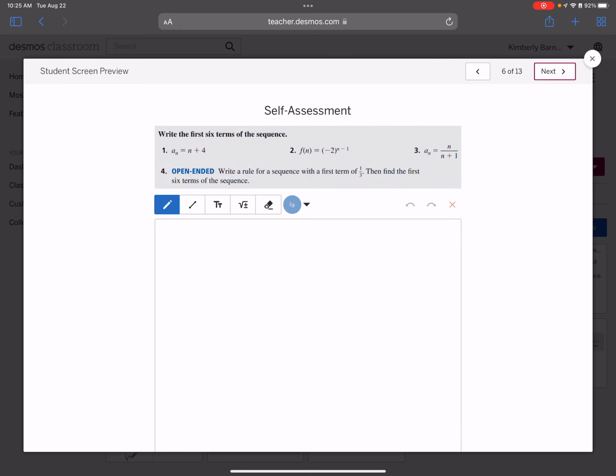All right, so for the self-assessment problems, they give you the rules for 3 sequences, and then you're going to find the first 6 terms. For number 4, it's very open-ended. If you get to that point, try it. But you will have to check your own work and make sure that whatever you get matches what it's asking for. So self-assessment, take about 6 minutes and then unpause and check your answers.